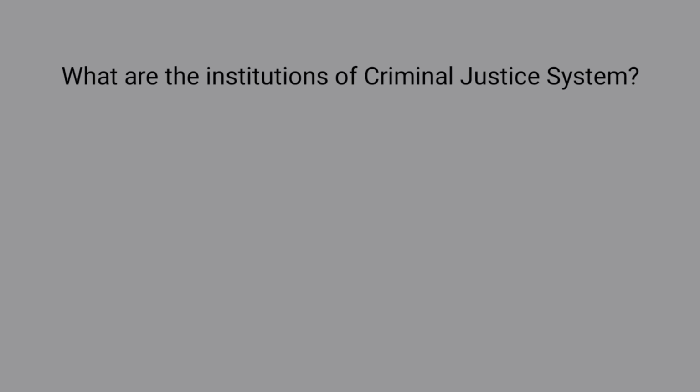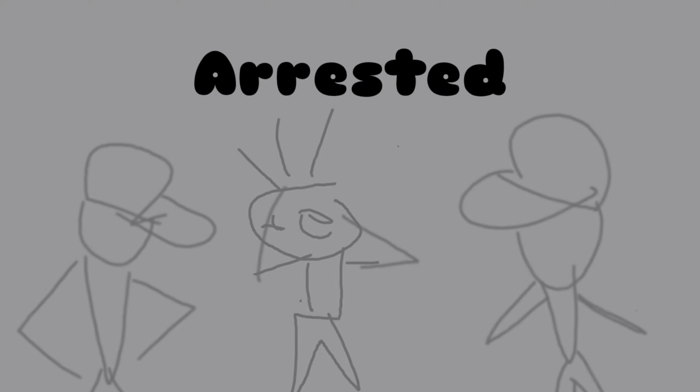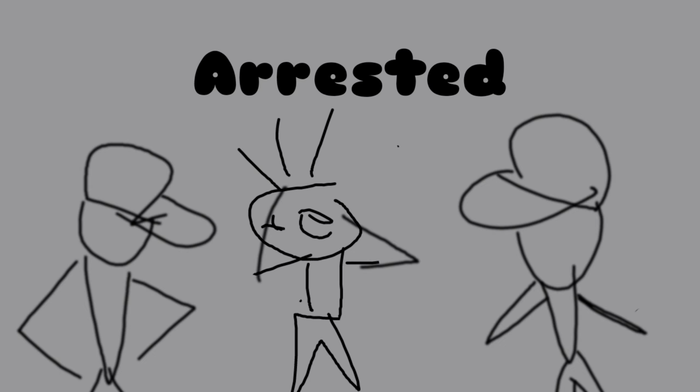Question number 2. What are the institutions of criminal justice system? Now, I want all of you to go back to Raj. Raj is at the police station. Now, why is Raj at the police station? Because the action which is committed by Raj is considered as a crime. Why is it considered as a crime?